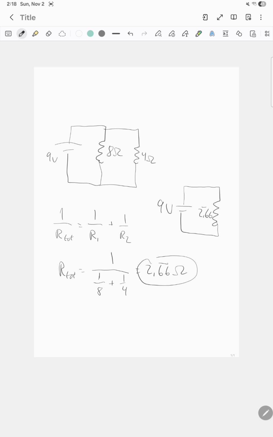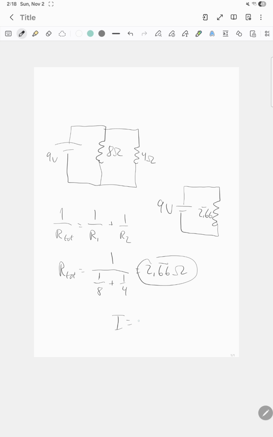But there's only one equivalent resistance, so there's no other resistance I could calculate. But this becomes a series circuit. So this was a parallel circuit, and you transformed it using the equivalent resistance into this. And so you could verify, if you want, if the I is good.